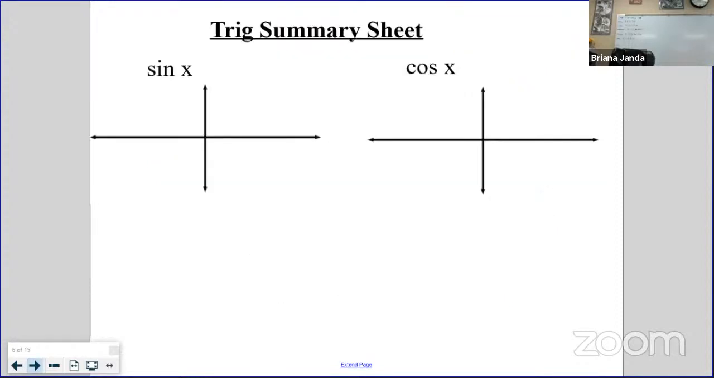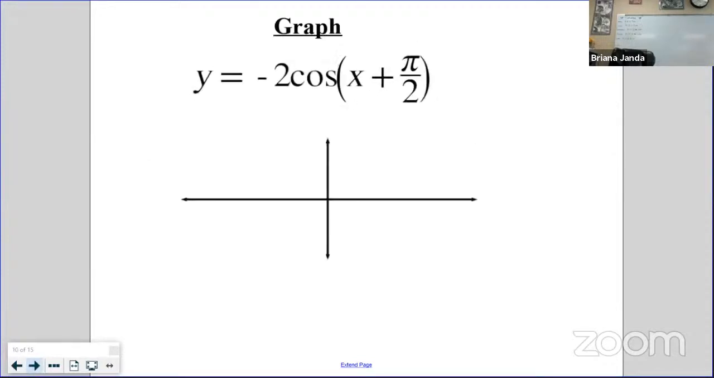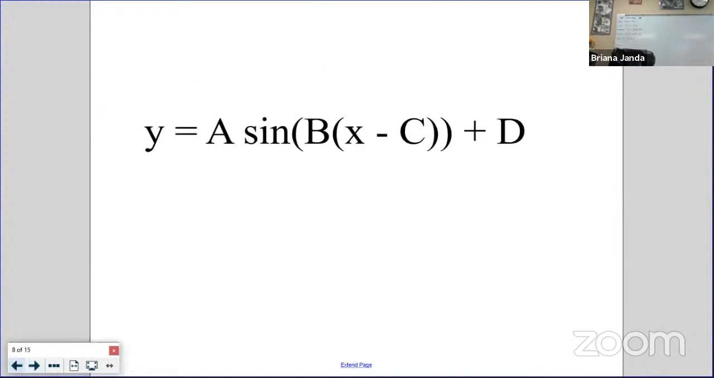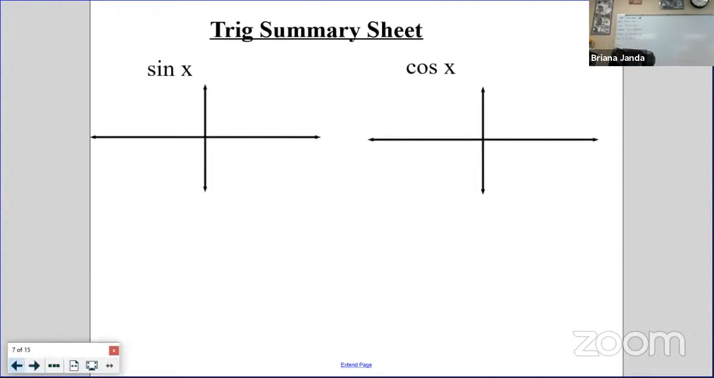Okay, our second trig summary sheet. What we're going to do is gather a perfect picture of all 6 of our trig graphs. Well, we only know 2 of them, so we'll put those 2 on there right now. Then we'll come back to this next week when we get introduced to secant, cosecant, tangent, cotangent, and put those on there as well. It just gives you a place to go back to that has all the things we've learned, okay?